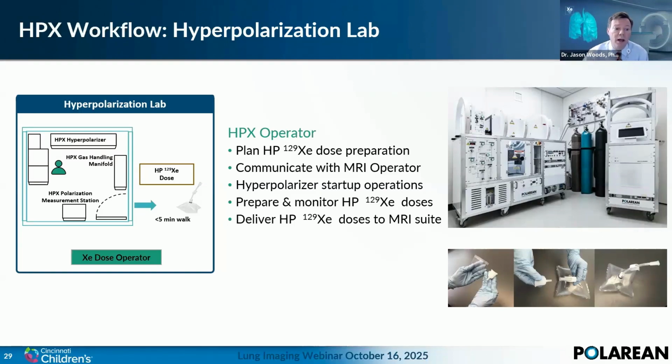And on the left, I show you a typical lab setup with a dose that we typically say should be less than a 5-minute walk. So it doesn't have to be directly next to the MR scanner, but it needs to be close enough so that we can walk it within about 5 minutes. And so in our particular clinical operation, it is indeed about a 5-minute walk from the hyperpolarized gas to the clinical scanner.